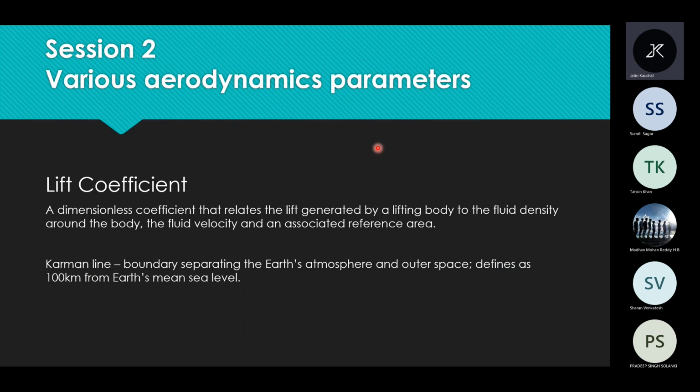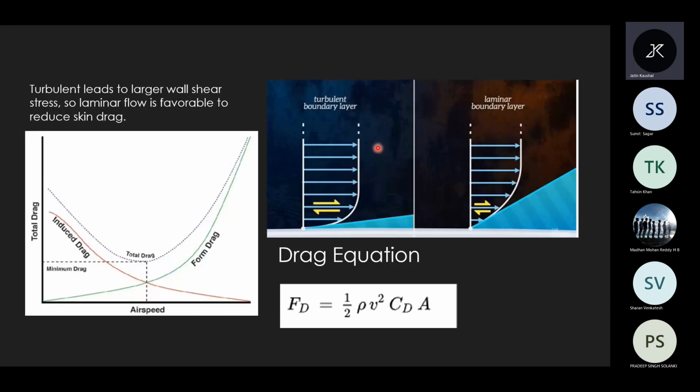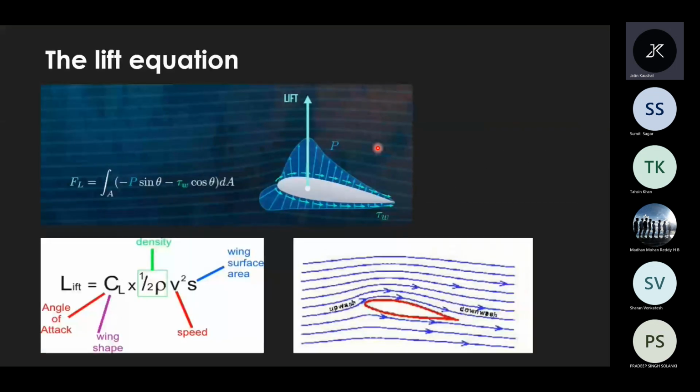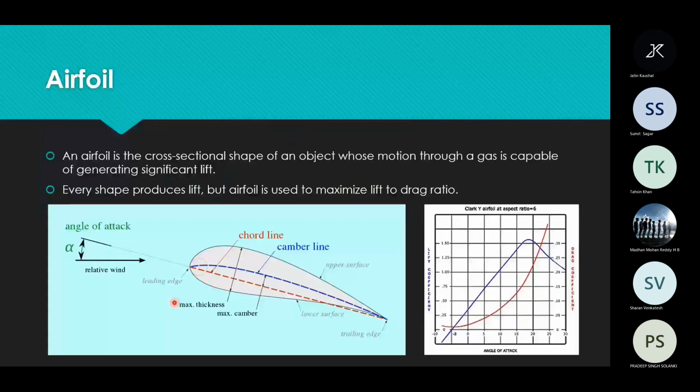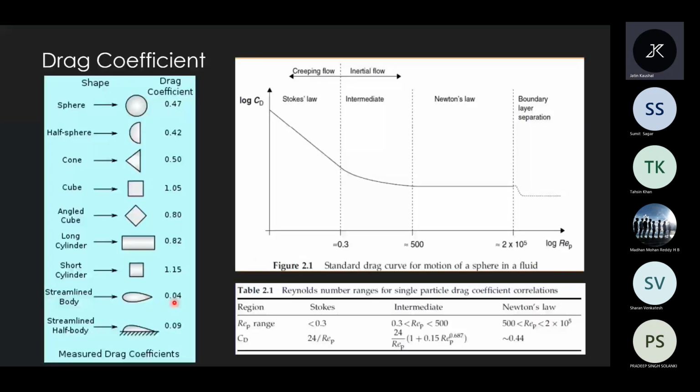A lift coefficient is a dimensionless coefficient that relates the lift generated by a lifting body to the fluid density around the body, fluid velocity, and an associated reference area. And the formula is here. This is the lift coefficient, and it is given by the ratio of the lift force to the product of area and pressure term, half rho v square. And similarly, the drag coefficient is defined.